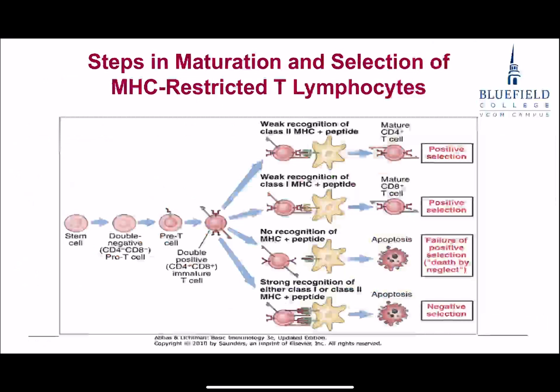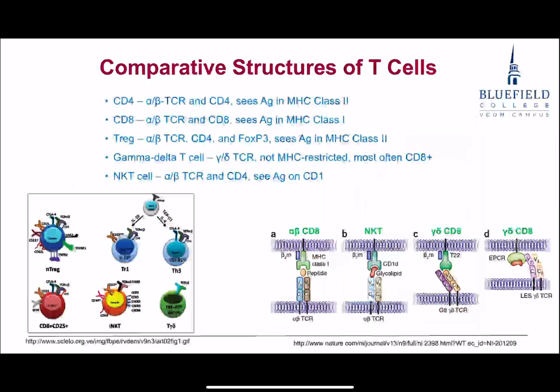All right, and then this puts together your CD4 and CD8 T cells. They have your alpha beta receptor. One of them expresses CD4, one expresses CD8, kind of obvious, and then where they see their antigen. Your Treg cell has an alpha beta receptor, has CD4. We'll talk about FOXP3 a little bit tomorrow maybe, but more next week. And it sees antigen in MHC class 2 because it's typically CD4 positive.